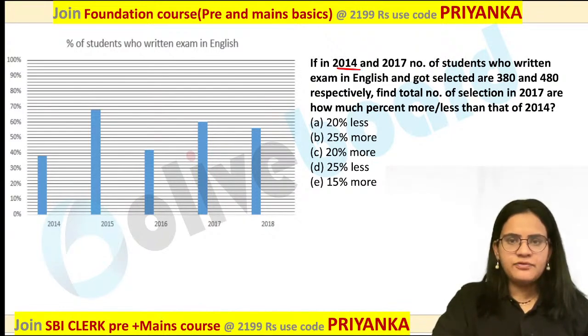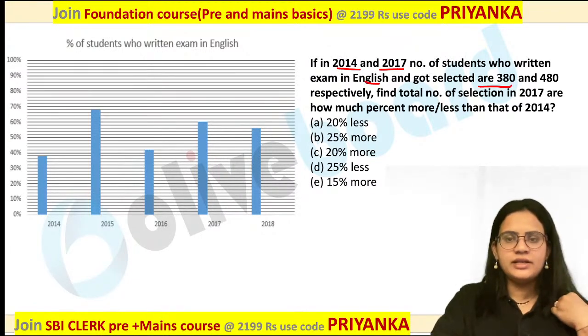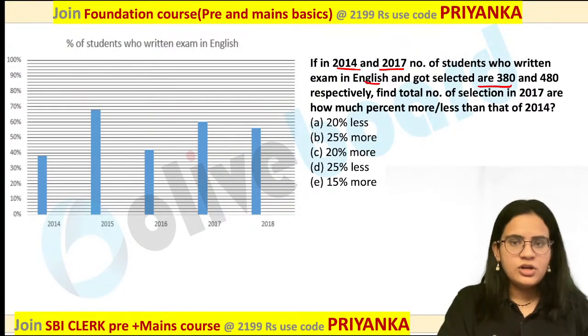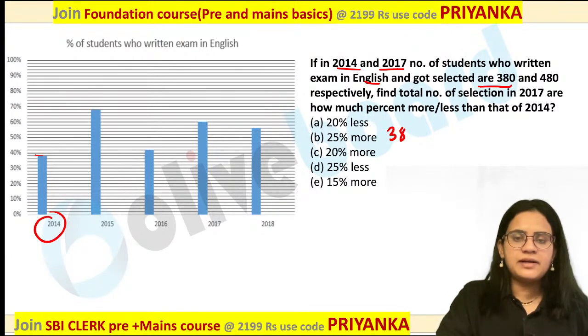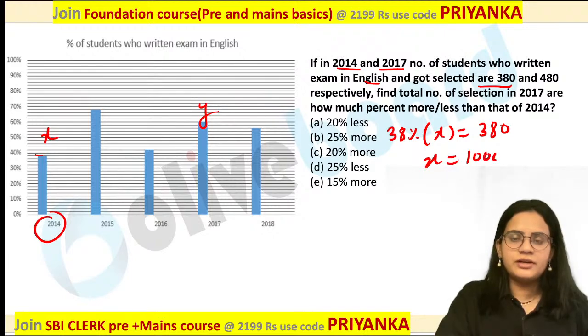So what is given in your question? 2014 and 17 who have written in English and got selected over here. So they are talking about the English value. So can I say that if I am checking this grid value, it is 38% of X. Suppose this total selection is X over here and in 2017 it is Y. So can I say 38% of X is equal to 380. So X value will be equal to 1000 over here.